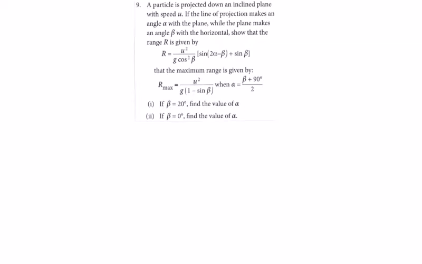In question 9, we have a particle projected down an inclined plane with speed u. So we have our projection. We can have the angle, it doesn't really matter where it goes, but there's my angle alpha in there. So my initial velocity here is going to be u cos alpha in the i direction plus u sin alpha in the j direction. The line of projection makes an angle alpha, and the plane makes an angle beta with the horizontal.